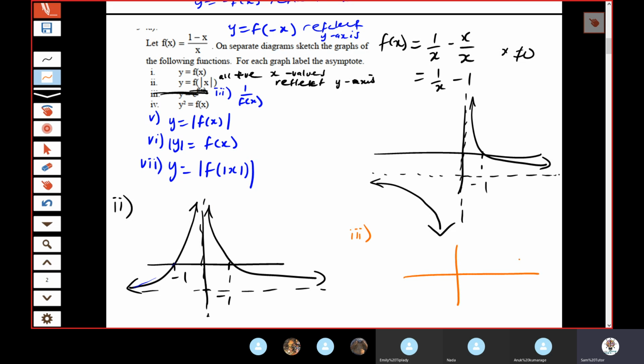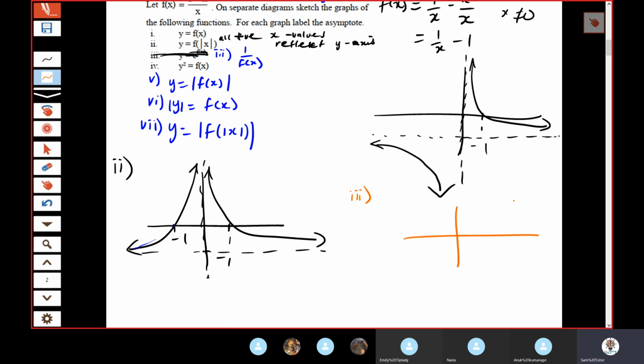Okay, part (iii). Again, same rule, 1 on f of x. We're going to find our reciprocals, which are right there. Find our asymptotes, which are just there, and there's that. This is maybe a little bit more advanced, but it's good. Your horizontal asymptote, 1 over negative 1, still doesn't change. So that's at negative 1.